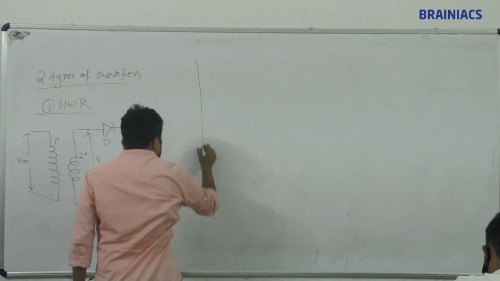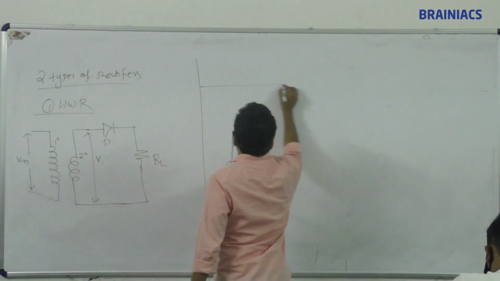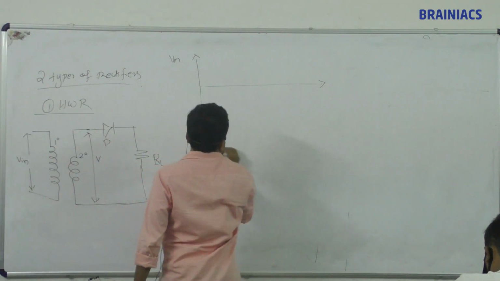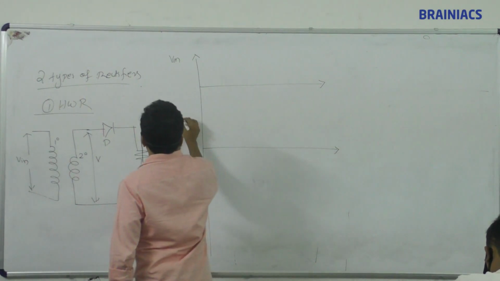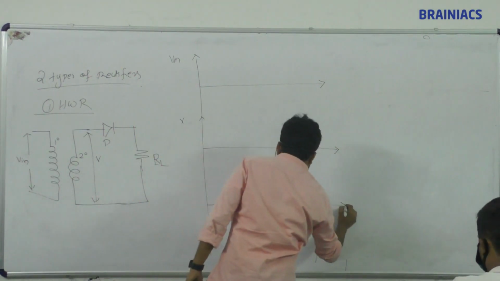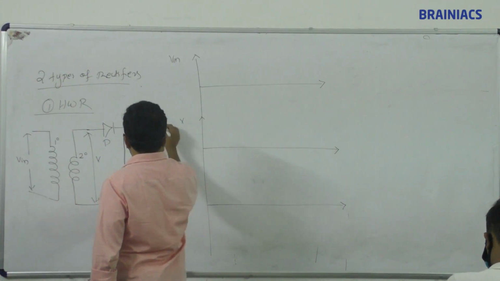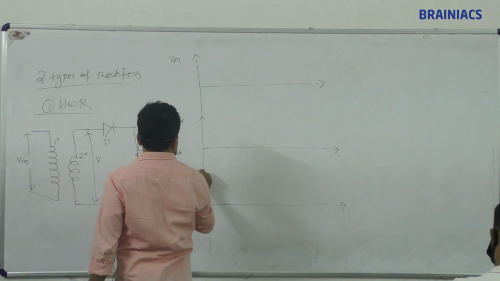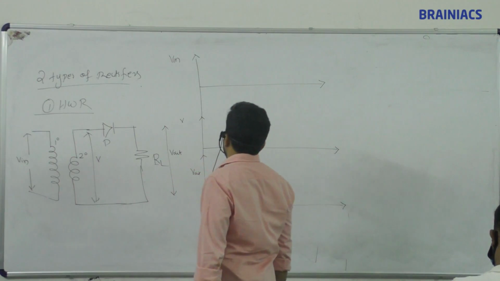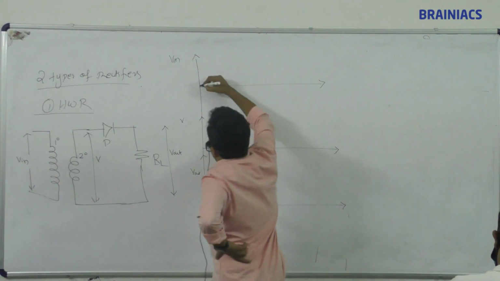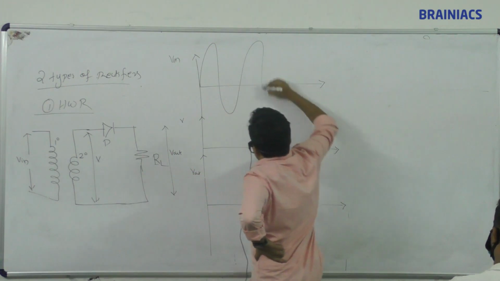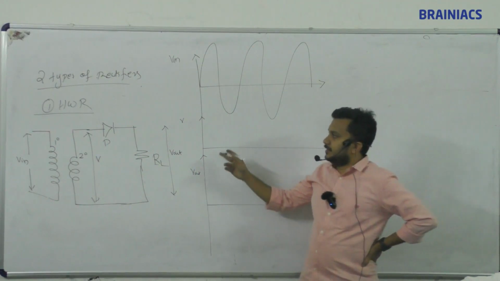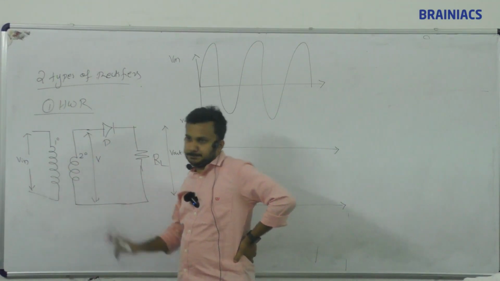Next we are going to draw the waveforms also. So V in, which is stepped down, and you will get V, and this is the voltage, and this voltage available here is called V out. Okay, so the input voltage is a big sine wave like this, and this is getting stepped down by the transformer.